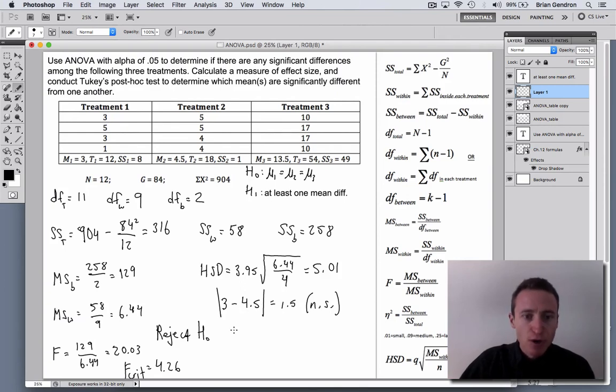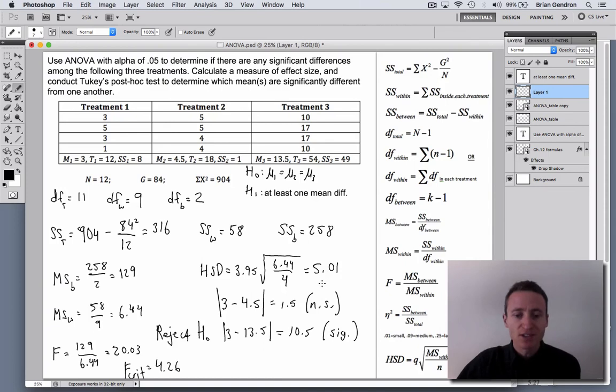Let's now look at group 1 versus group 3. Group 1 had an average of 3, and group 3 had an average of 13.5. The absolute difference between these groups is 10.5. And therefore, that is a significant difference because the difference only has to be 5.01 points. So already we can say that the average difference between treatment 1 and treatment 3 is statistically significant.